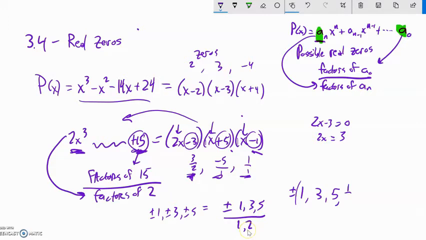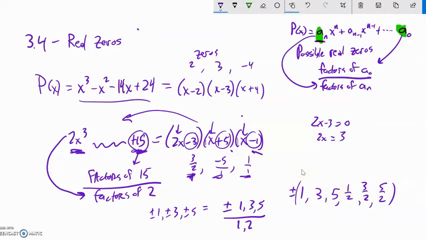1 over 2 is 1 half. 3 over 2 is 3 halves. 5 over 2 is 5 halves. Just by looking at my initial polynomial and analyzing the first and last terms, I get my list of possible zeros, at least my real zeros. There's only 6 possible ones.